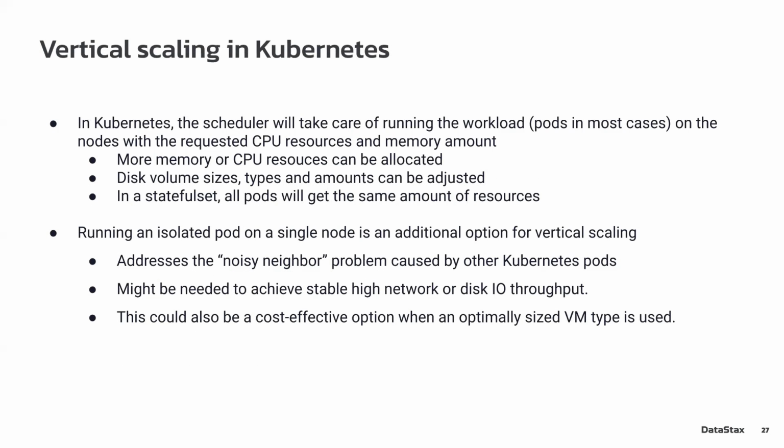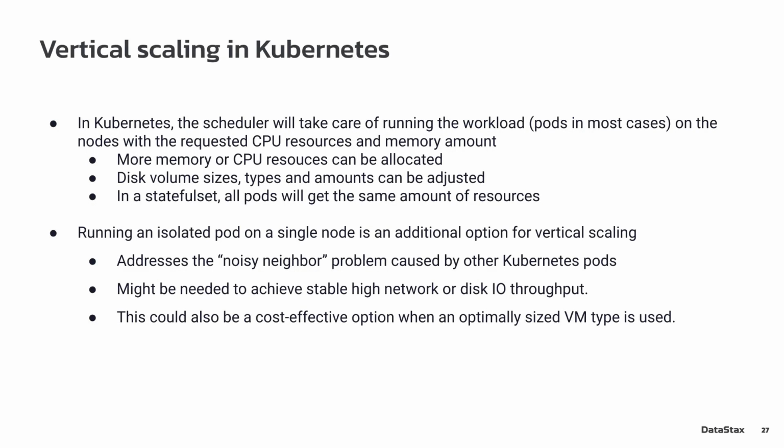So for the vertical scaling options in Kubernetes, the scheduler will take care of running the workload on nodes with the requested CPU resources and memory amounts. So this could be easily changed, like the requested memory size and CPU size. And the disk volume sizes, types, and amounts could also be adjusted. One detail is that in a stateful set, all the pods will get the same amount of resources.